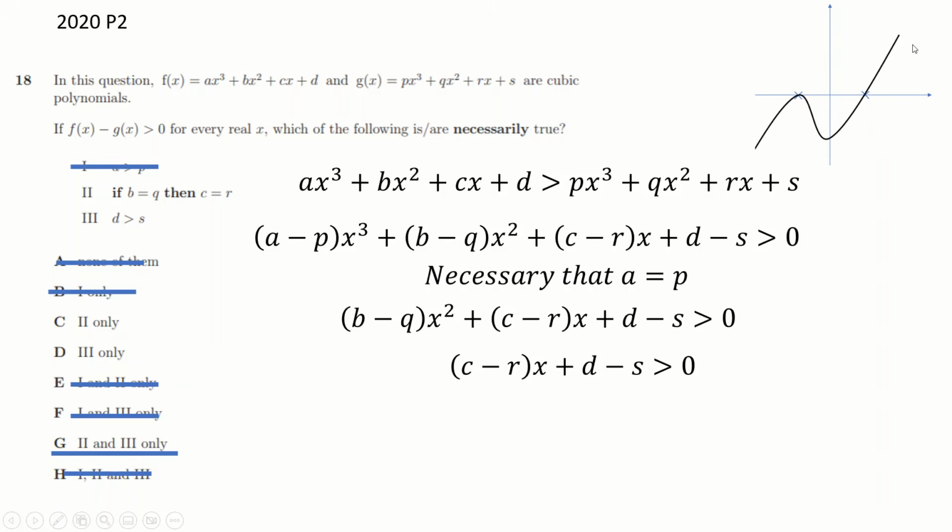But again, lines, just like cubic graphs, definitely have a negative bit and a positive bit, unless the line is just completely flat, in which case the gradient is 0, and so c must equal r, which is what this says. If b equals q, then c equals r. The only way to make this always bigger than 0 is just to make this line a completely flat one above the x-axis, and so c must equal r to get rid of any gradient, and then d must be bigger than s, which is what the statement is. So this one and this one are both true, and the answer is G, as I underlined.